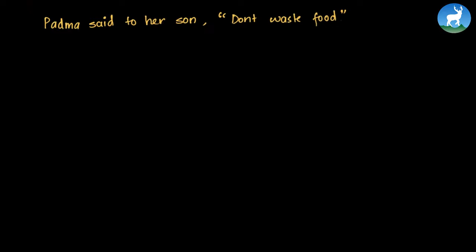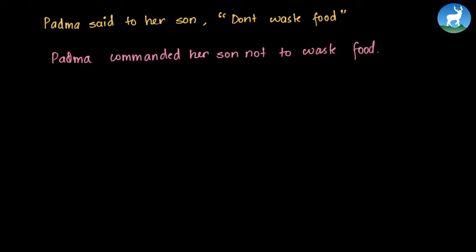Padma said to her son, "Don't waste food." The sentence is changed into indirect form by saying, Padma commanded her son not to waste food. So here, said is converted to commanded. You can also use advised, but since this is a command that Padma is giving to her son, I use the word commanded. We remove the quotation marks, and don't is converted to not to. So Padma commanded her son not to waste food.